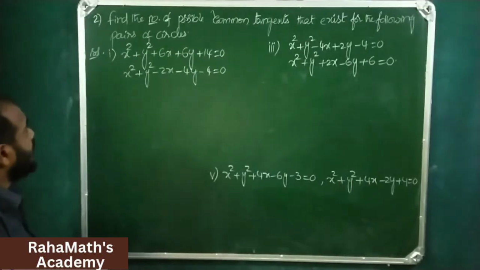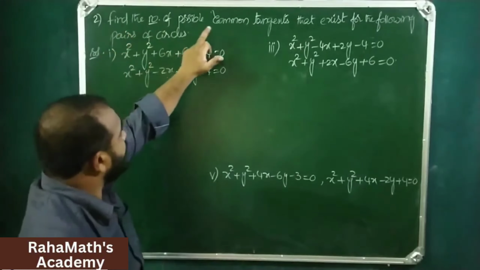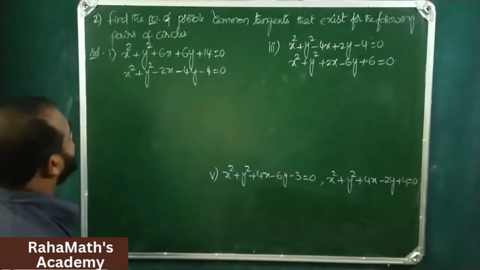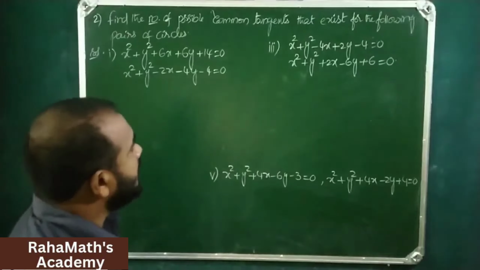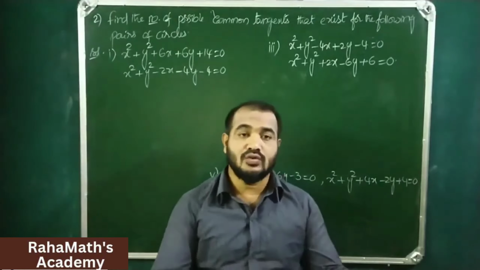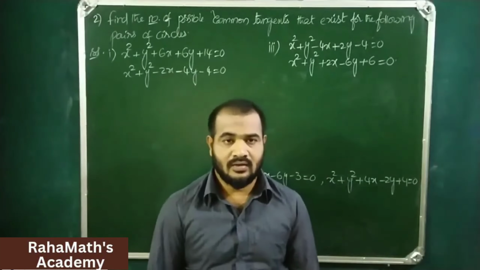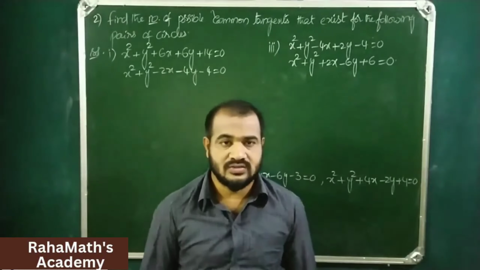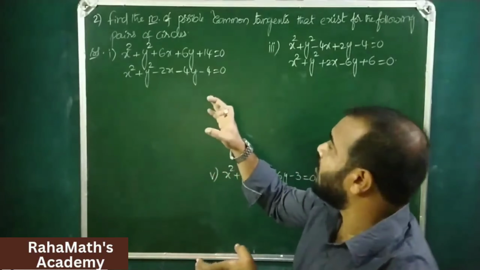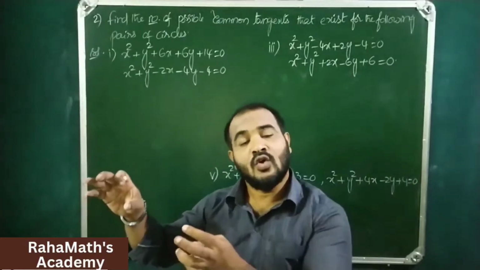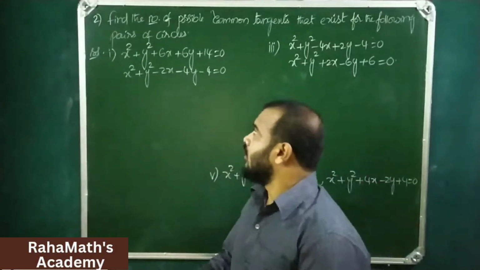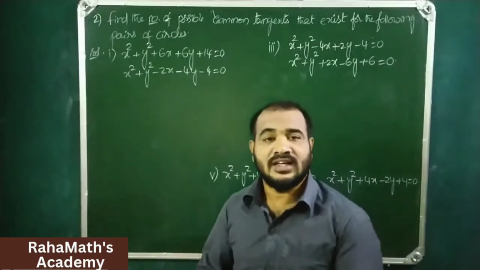Now, the second question: find the number of possible common tangents that exist for the following pair of circles. This time, he is not asking the relative position of the two circles, how the two circles will be. Instead, he is asking how many common tangents could be possible, for which we need to check for the cases.